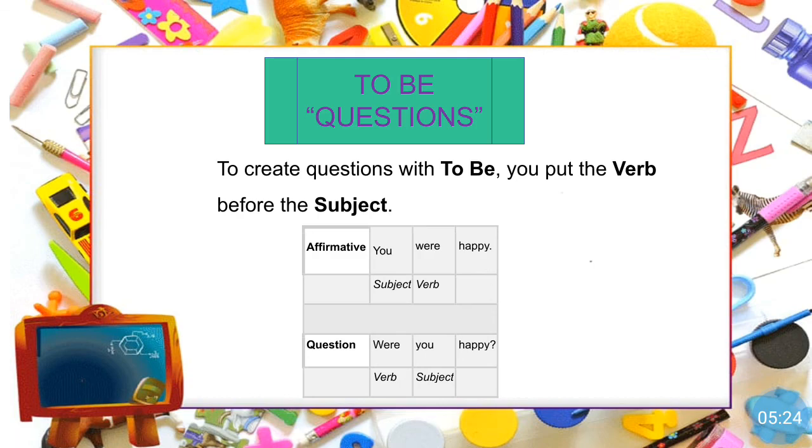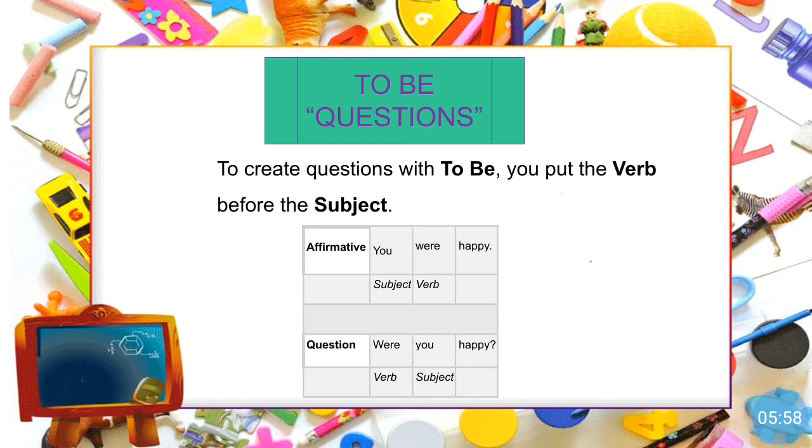To be questions. To create questions with the verb to be, you put the verb before the subject. In the affirmative form, we have an example: you were happy. We use subject and verb. In the question, we use first the verb and then the subject. Were you happy? Yes, you were. Yes, I was. The word happy is not necessary.